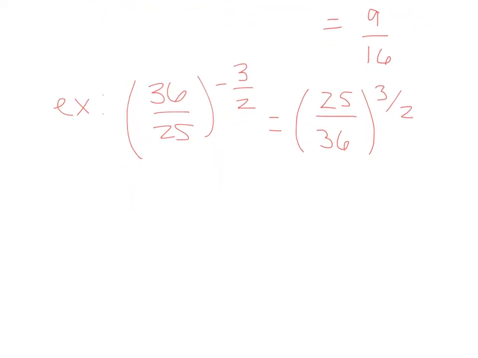So we first apply the exponent of 1/2. That's taking the square root of the numerator, so that gives us 5, and the square root of the denominator, that gives us 6. And then that has an exponent of 3. So now we cube the 5, we get 125, and we cube the 6. That exponent applies to the numerator and the denominator, so we get a denominator of 216.